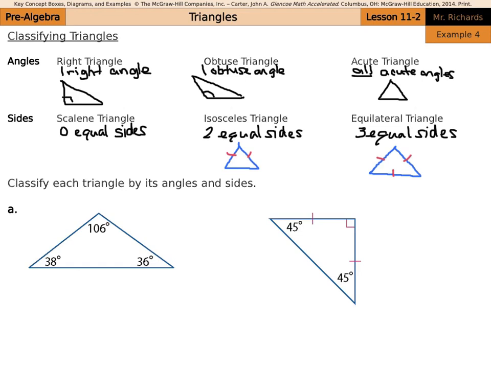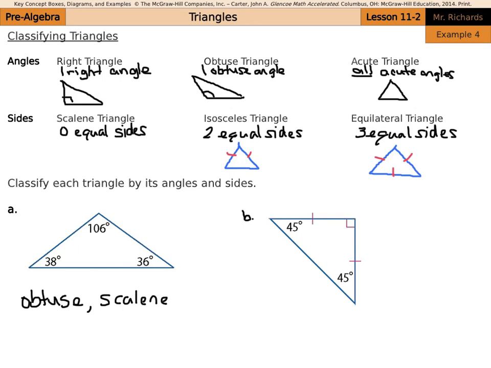So if we need to classify each triangle by its angles and sides, I will first look by its angles. Are there any right angles here? No. Are there any obtuse angles? Yes. So I can say, all right, this is obtuse. Are there any equal sides? No, so this is an obtuse scalene triangle.